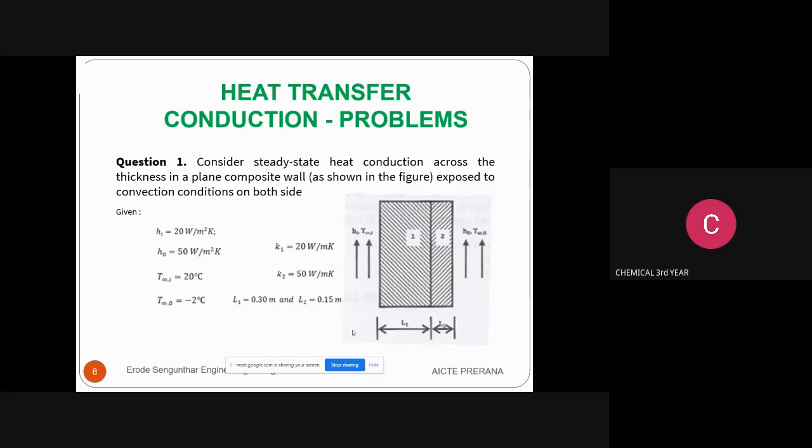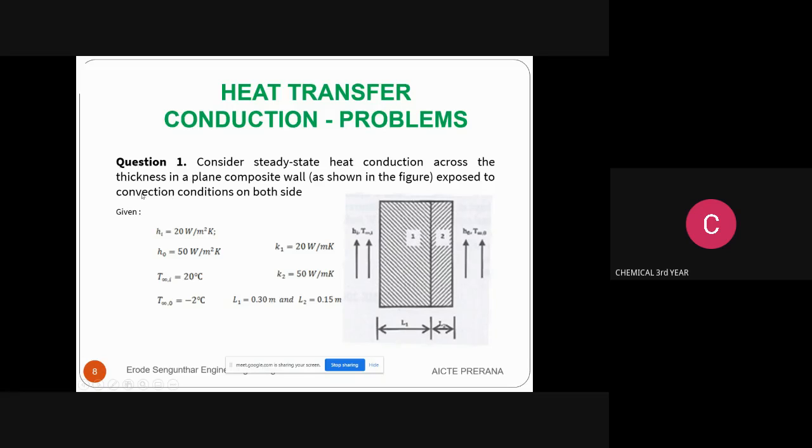Definitely we can easily solve the problems if we are well versed in the theory part of conduction. See, the first question: consider steady state heat conduction across the thickness of a plane composite wall. We all know a composite wall has more than one material. Here they have shown two walls, two materials. As mentioned in the figure, the two materials are exposed to convection conditions on both sides.